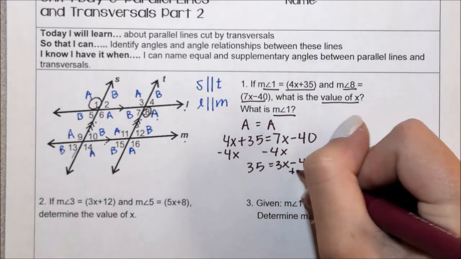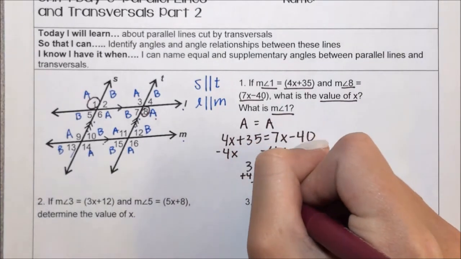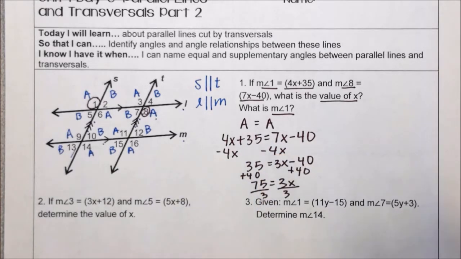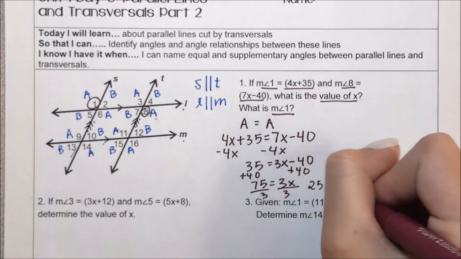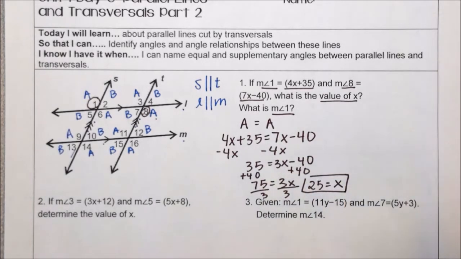Remember, when you move things to the other side of the equal sign, you do the opposite operation. So I end up with 75 equals 3x. And when I divide by 3, I get 25 equals x. So this is part of my answer.